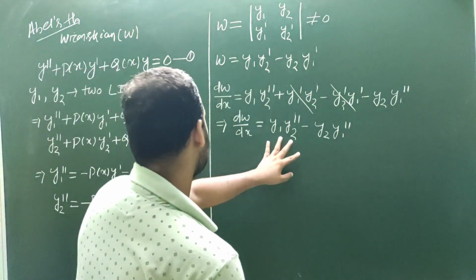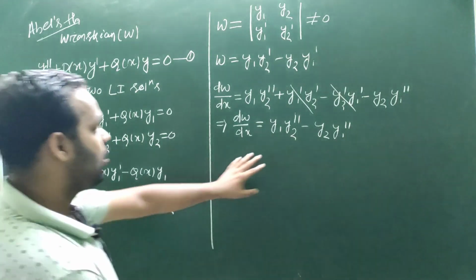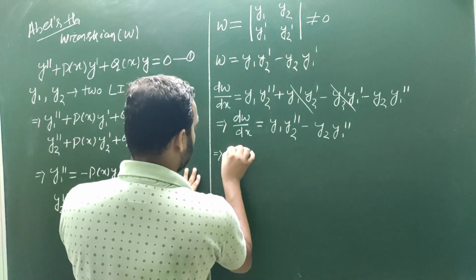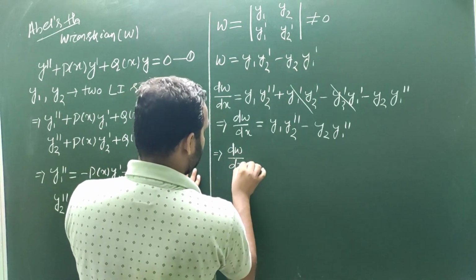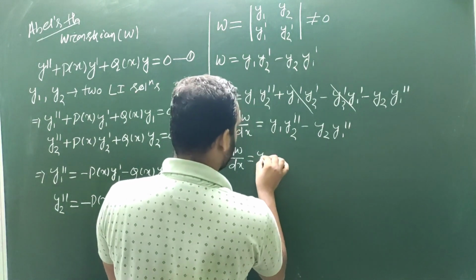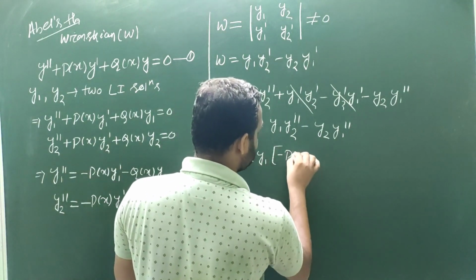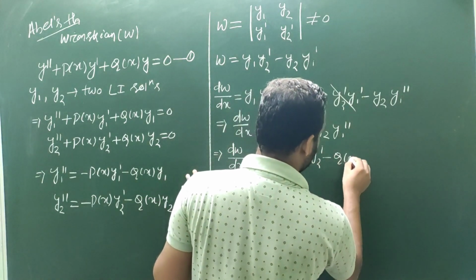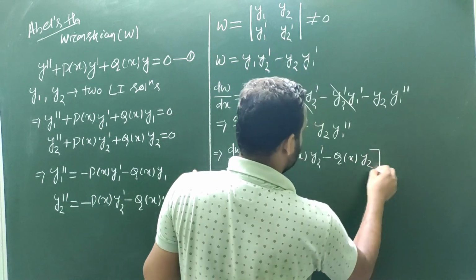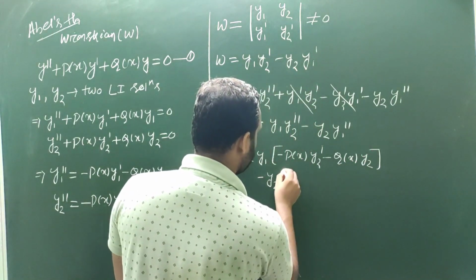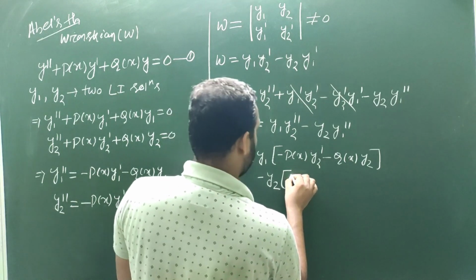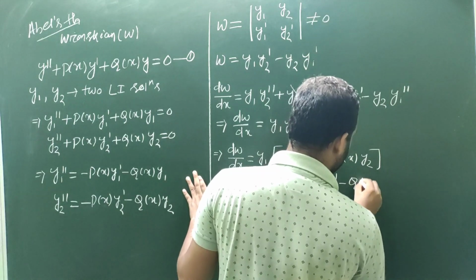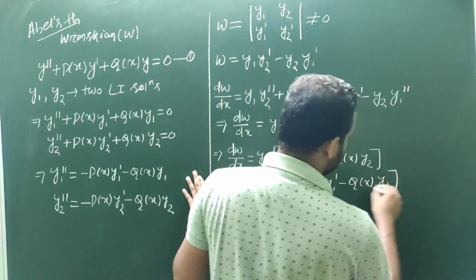Now I told you that later you have to use these two. Now we put y1 double dash and y2 double dash here. By putting them, we will get dW by dx is equal to y1 into minus p of x y2 dash minus q of x y2, minus y2 into minus p of x y1 dash minus q of x y1. Right?